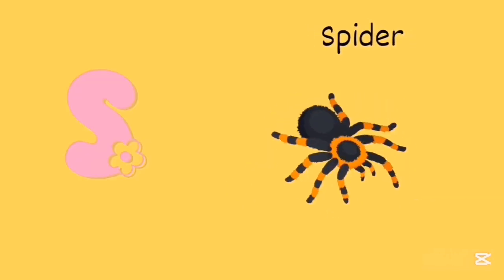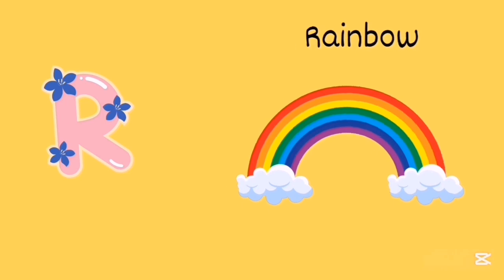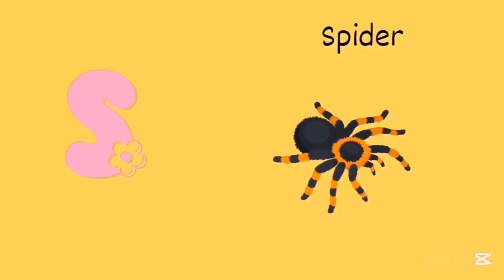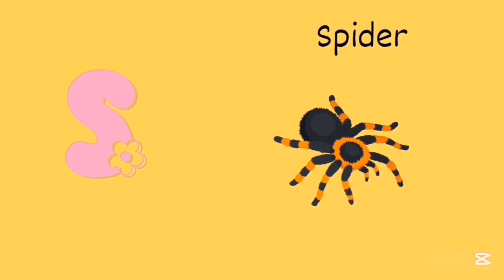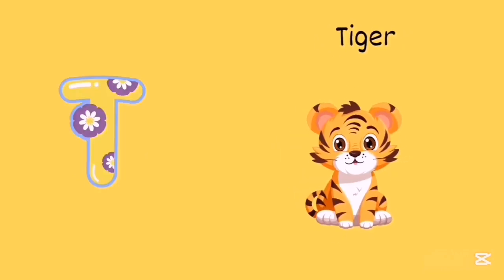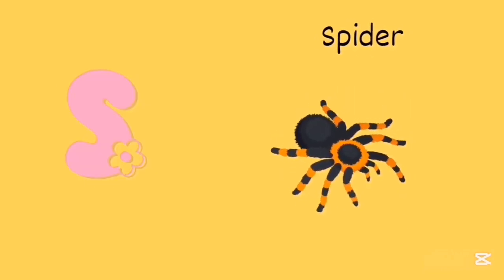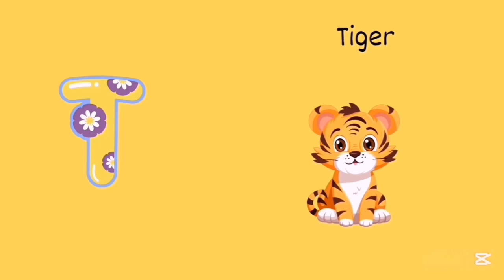Rainbow. R, rainbow. S is for spider. Spider. S, spider. T is for tiger.